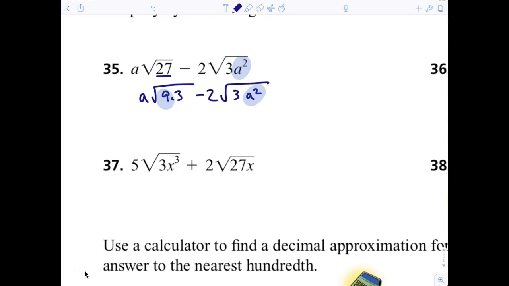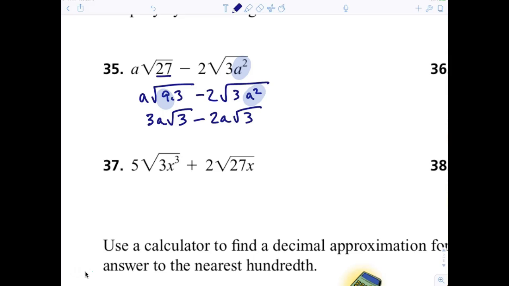Okay, so what's the square root of 9? So that becomes what? Somebody help him. What does that become? 3. Yes, 3a radical 3. Just concentrate. Then, what's the square root of a squared? A. So that becomes minus 2a radical 3.